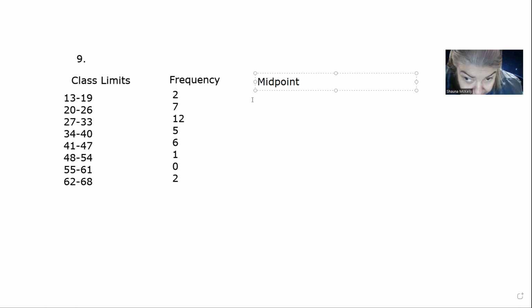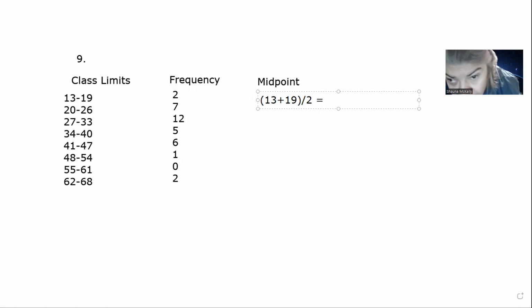Now, if you remember from the previous section, the way you get midpoints is you take either the class limits or the class boundaries, add the upper and lower, and then divide by 2. So it looks like this. 13 plus 19. Put parentheses around your sum and divide by 2. That comes out to 16.